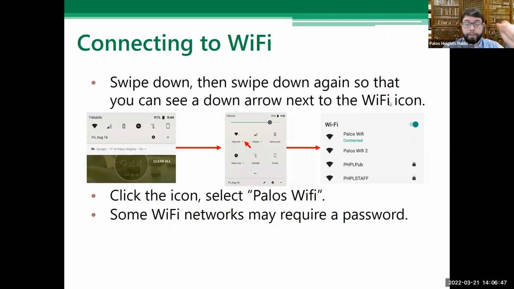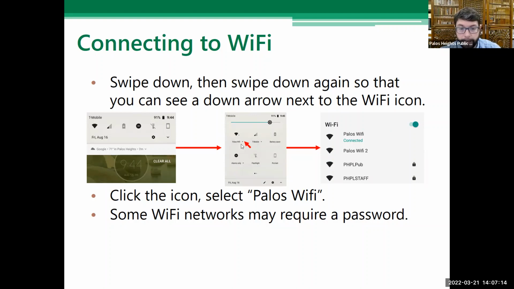So if you were to click the Wi-Fi icon there with just a half swipe down, it would probably turn off the Wi-Fi, depending on your phone. So then you'd have to tap it again to turn it on. To actually connect to a Wi-Fi network, you need to swipe down again so that you can see, like it looks in the middle here, the entire settings menu from the swipe top down.